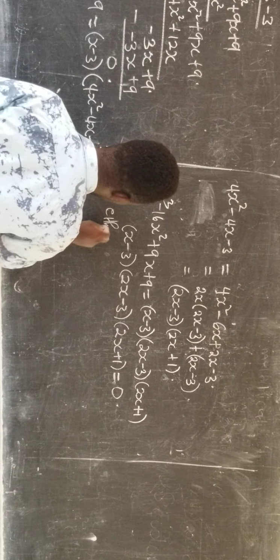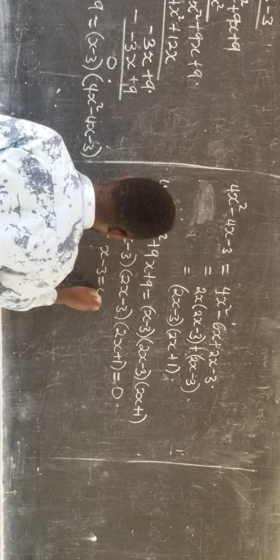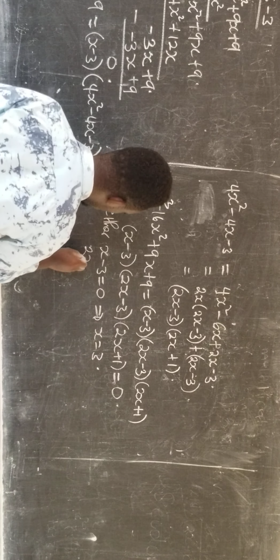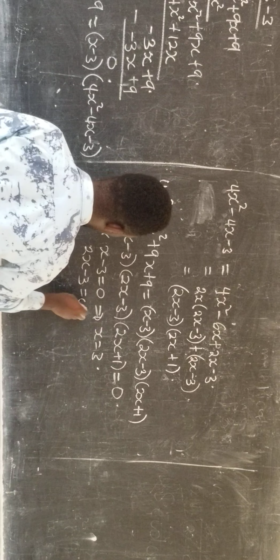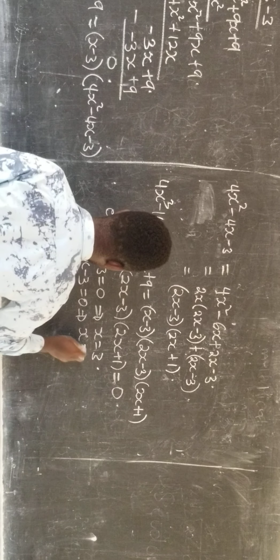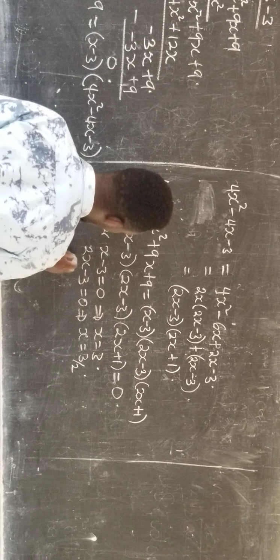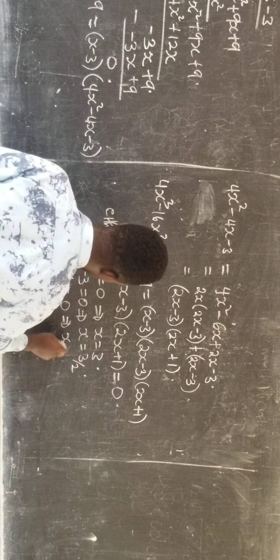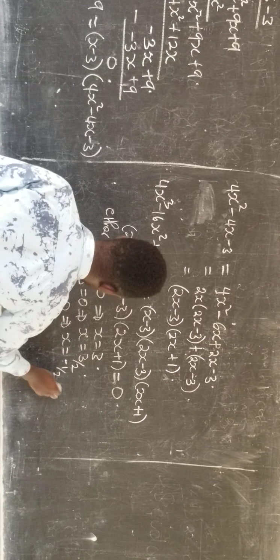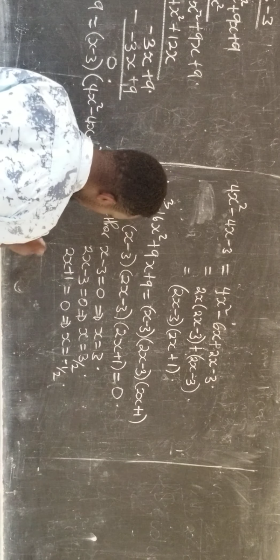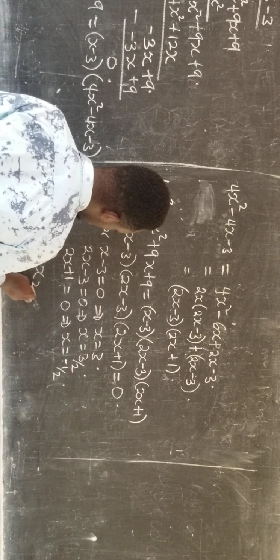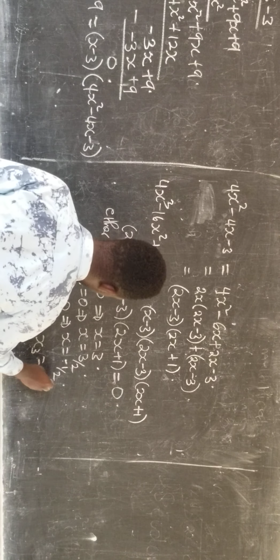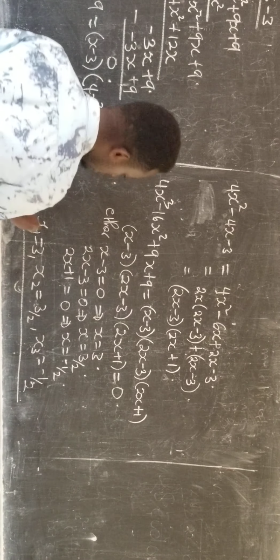That means either x minus 3 is equal to 0, which implies x is 3, or 2x minus 3 is equal to 0, which implies that x is 3 over 2, or 2x plus 1 is equal to 0, which implies x is equal to minus a half. Therefore, my x1 is 3, x2 is 3 over 2, and x3 is actually minus a half.